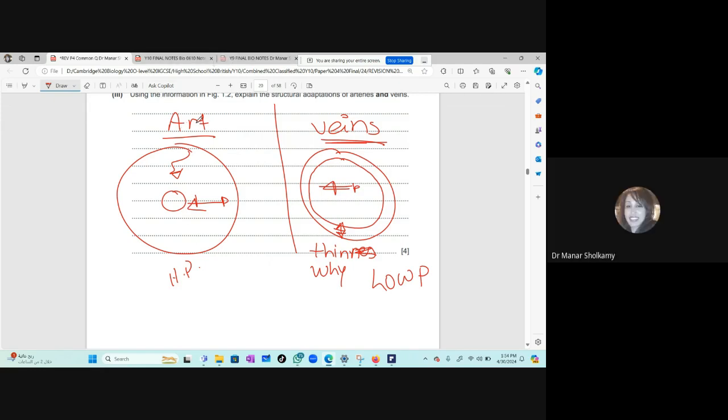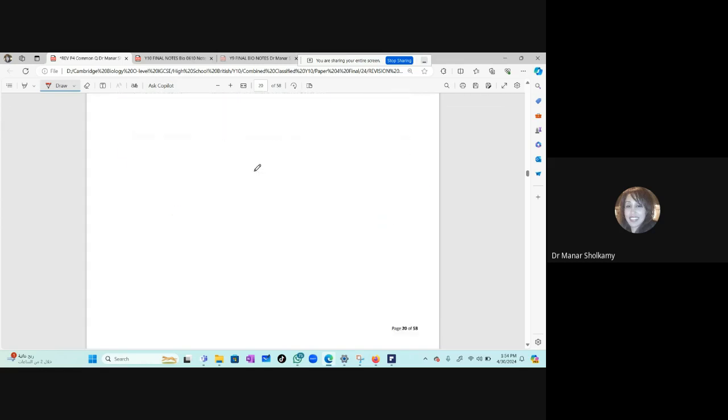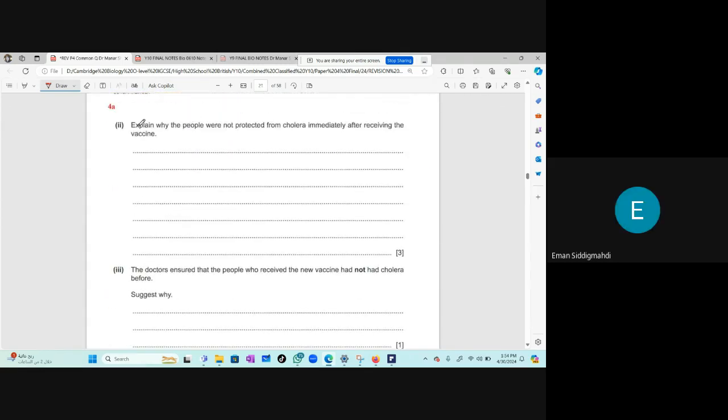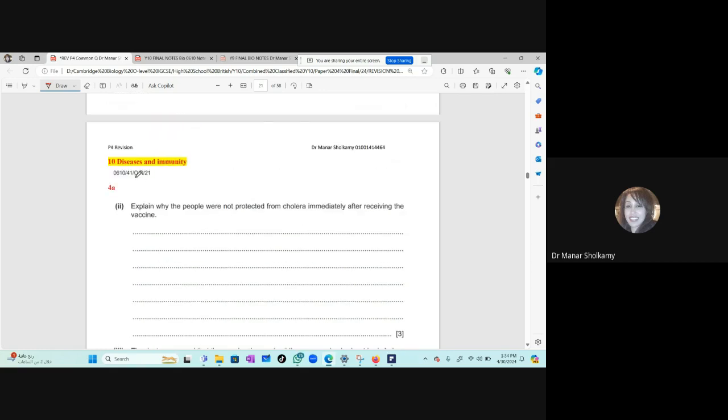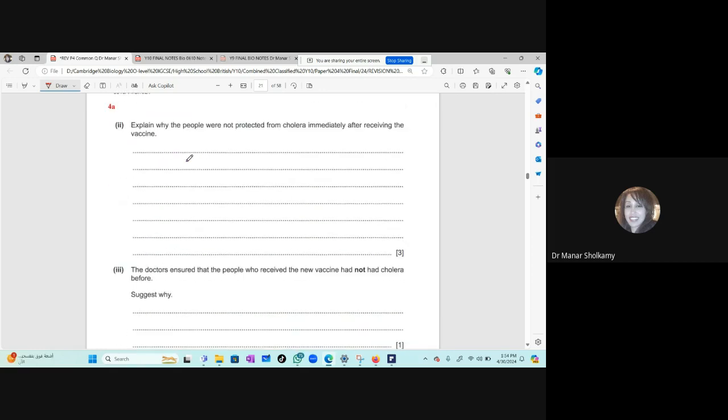You have a table comparing the structure and pictures. I don't remember if it's year 9 or 10, but we have a nice table somewhere. Okay, very good. Now, which lesson is this? Disease and immunity. This is a very important lesson.